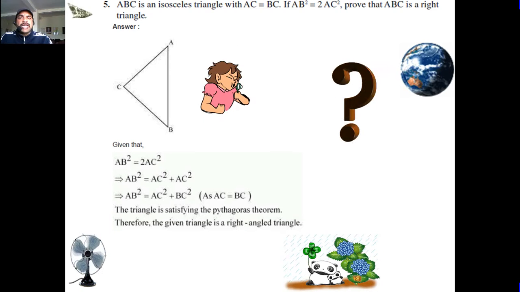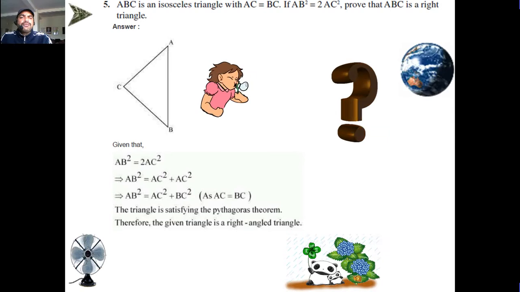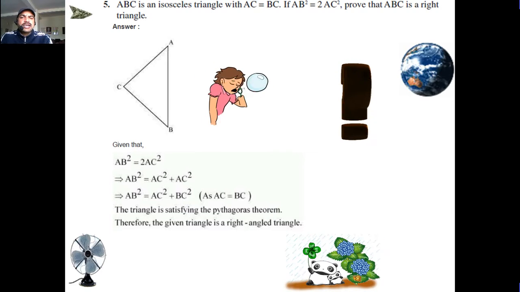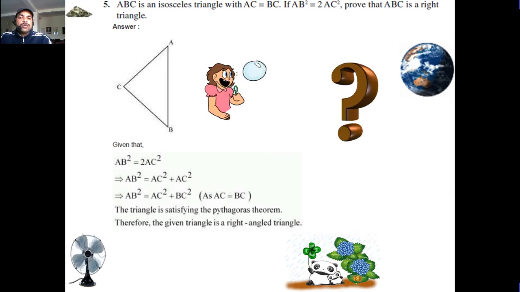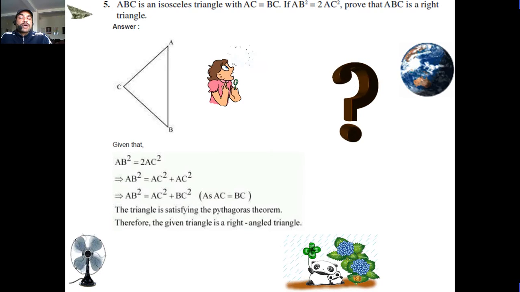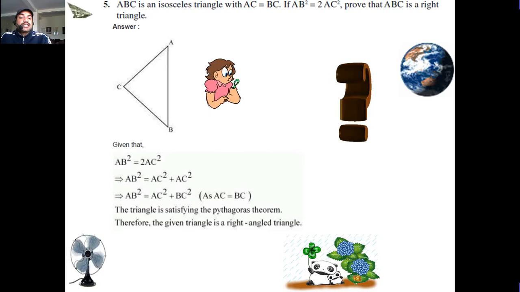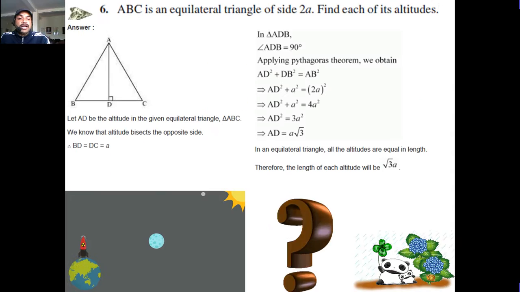Now students, next question number 5. ABC is an isosceles triangle, AC equal to BC. If AB square is equal to 2AC square, prove that ABC is a right triangle. So AB square is equal to 2AC square, which is AC square plus AC square. So AB square is equal to AC square plus BC square, since AC equal to BC. The triangle satisfies the Pythagoras theorem. Therefore, the given triangle is a right angle triangle.